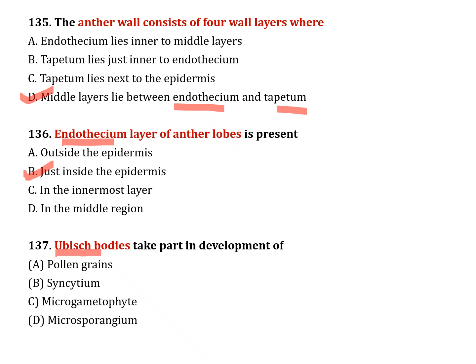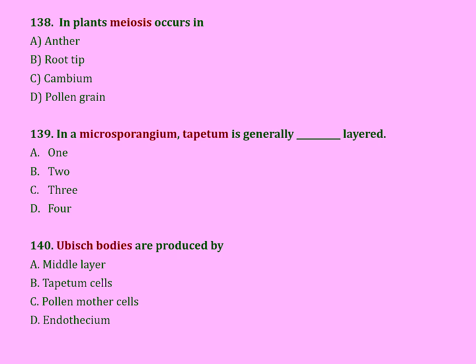Ubisch bodies take part in development of option A, pollen grain. Option B, syncytium. Option C, microgametophyte. Option D, microsporangium. Correct answer is option A, pollen grains. The next question, number 138.